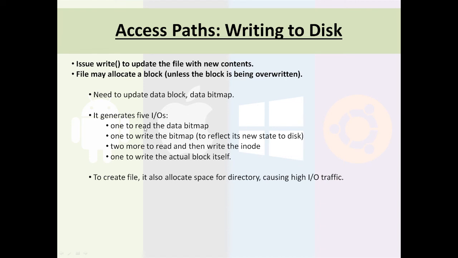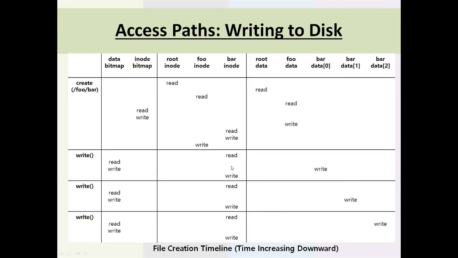What's interesting is that the write call also generates 5 input-output operations. The first is one to read the data bitmap to see which blocks are empty and which blocks are full. One to write the bitmap to reflect its new state, because we write into a new block, so we have to change that block to be used. And 2 more to read and then write to the inode, updating the inode to point to that new block. And 1 writes to the actual block itself to store whatever information. So you can see this over here.